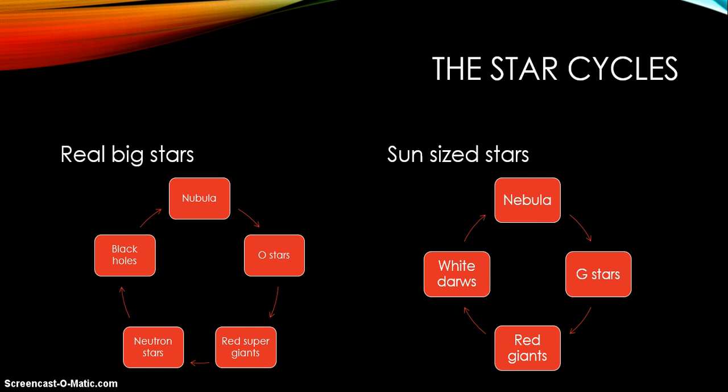Then we have sun-sized stars. It starts out as a nebula too, then it goes into a G star, then it swells into a red giant after 250 million years, and then it will collapse into a white dwarf forever. The end.